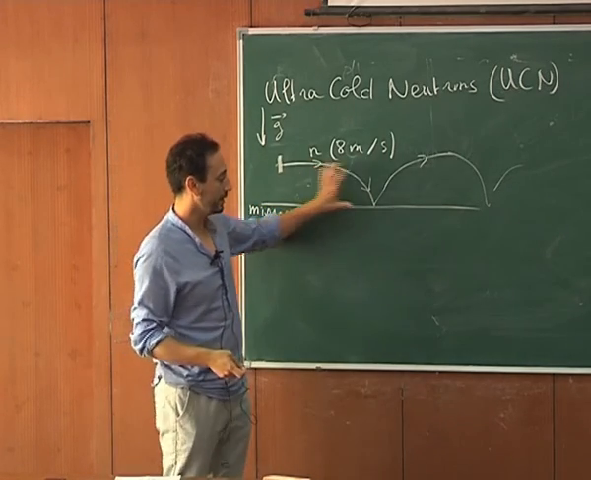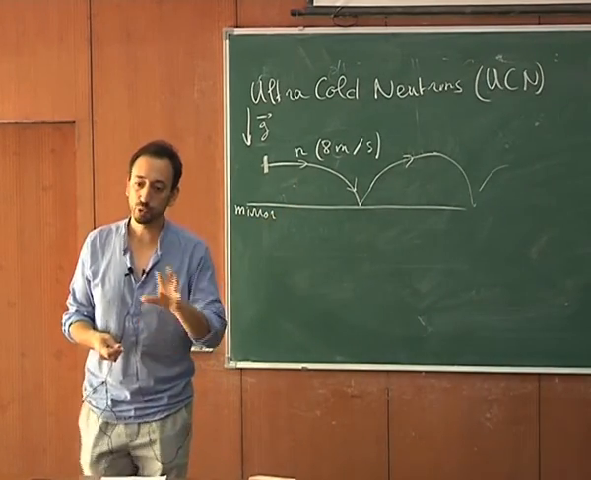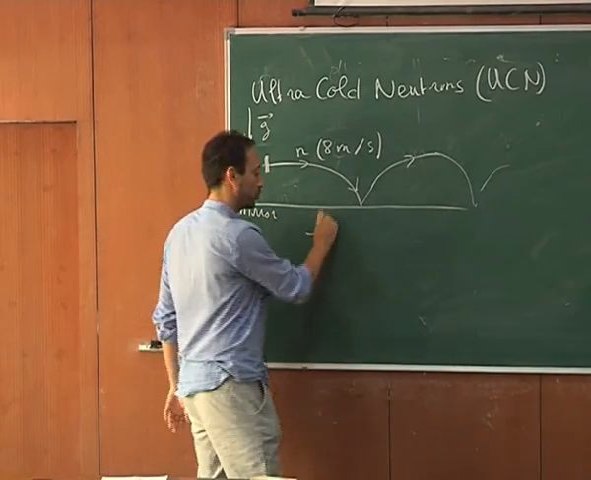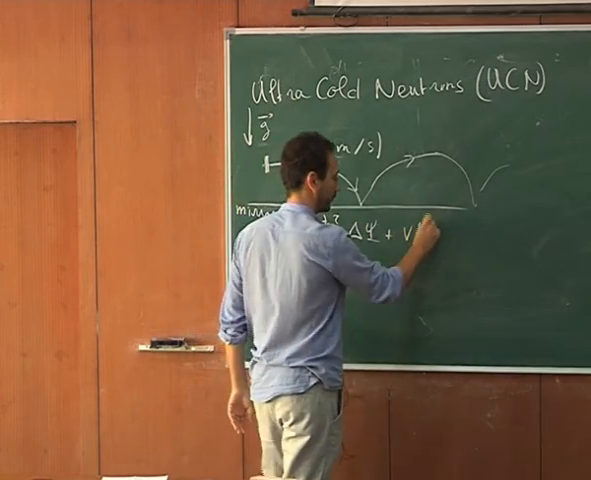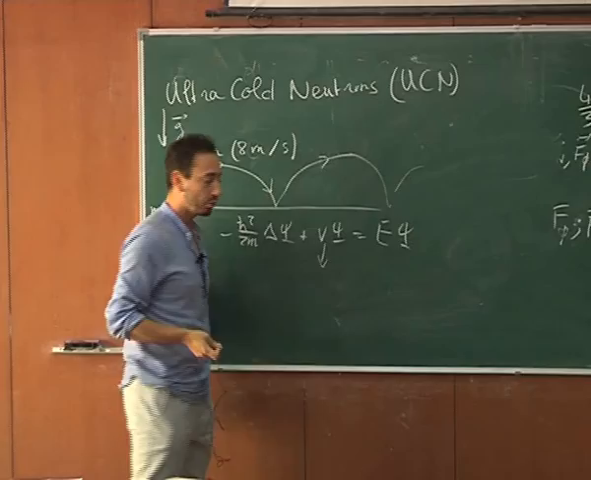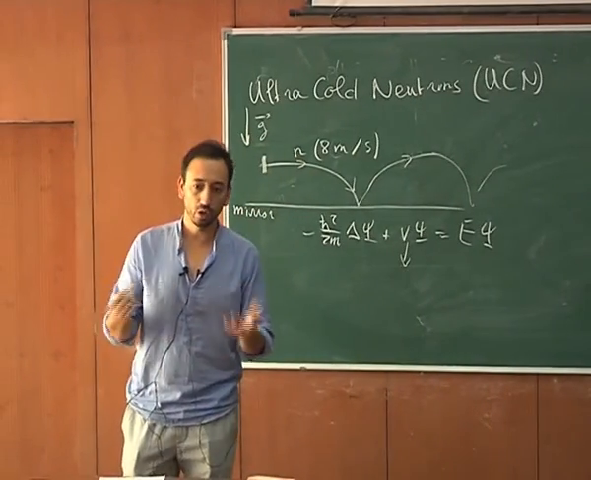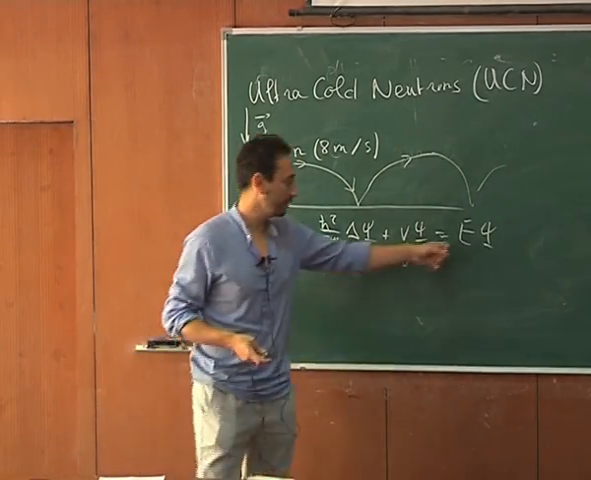Now, actually, this system is a quantum system, so you solve the Schrödinger equation in presence of a potential. So when you solve the Schrödinger equation, this potential is just the gravitational potential, and we know how to solve it. It gives these Airy functions, and the energy is discretized.